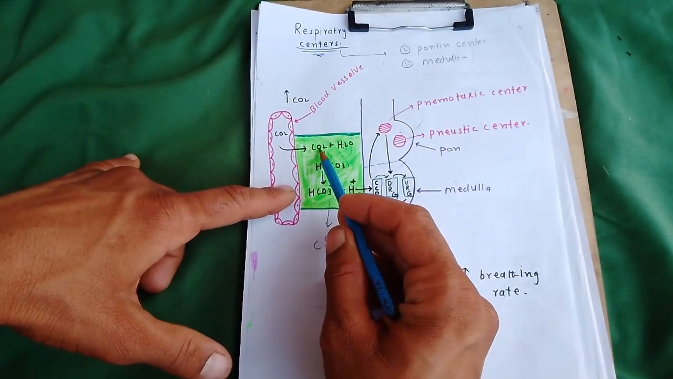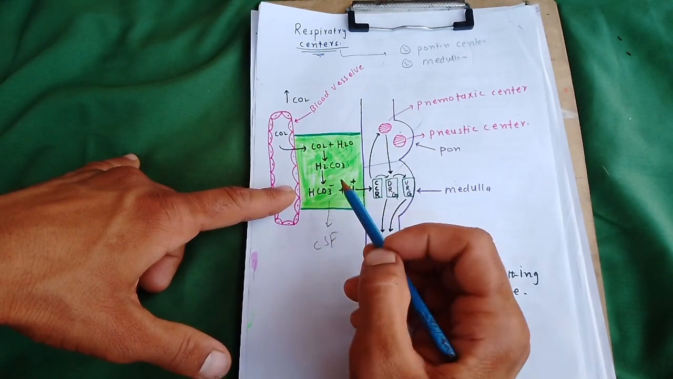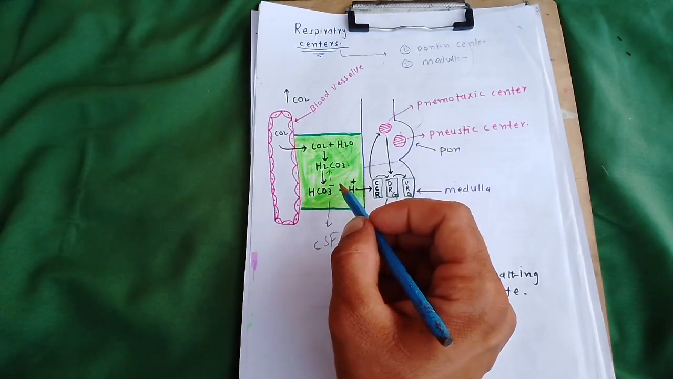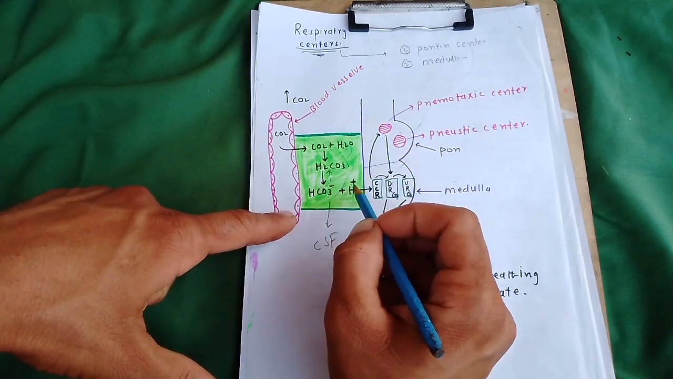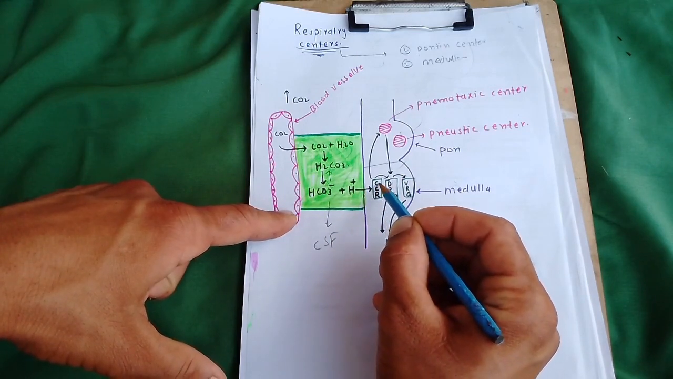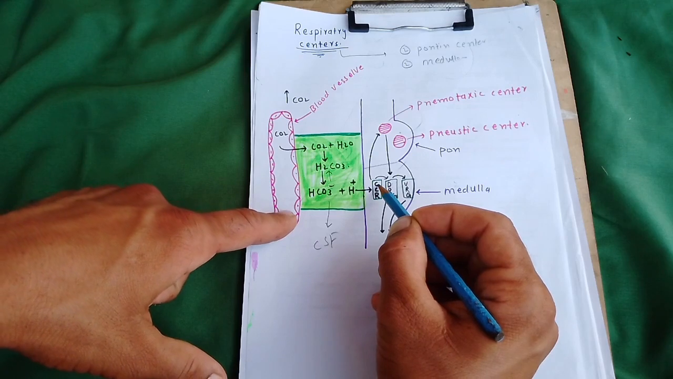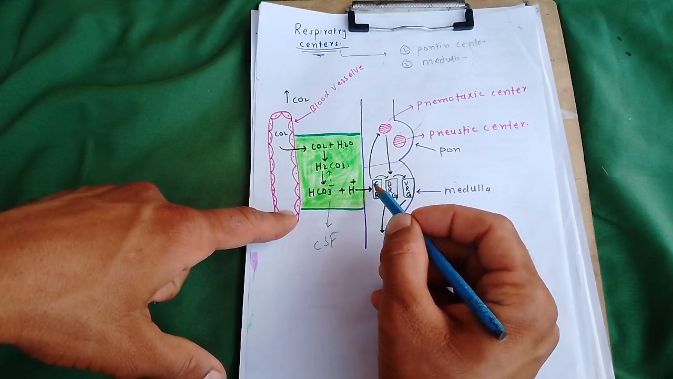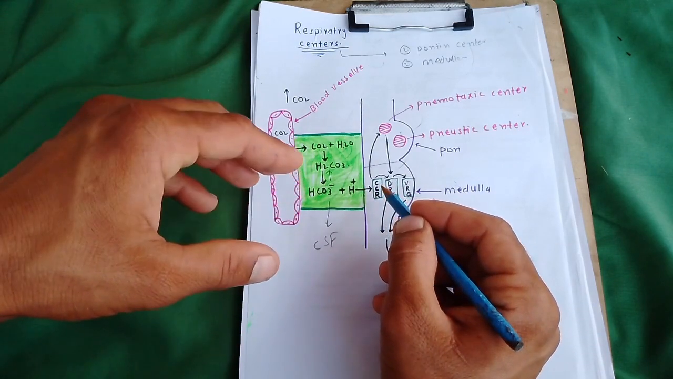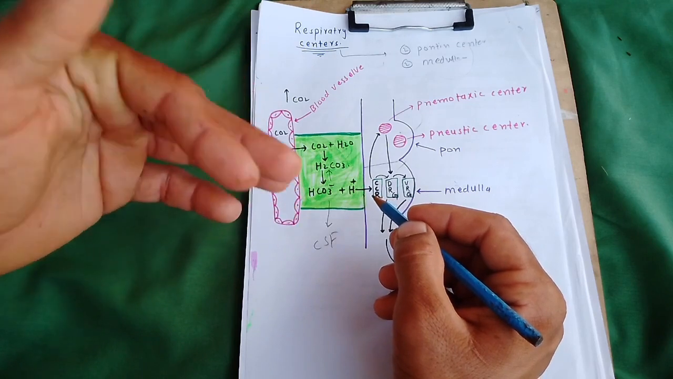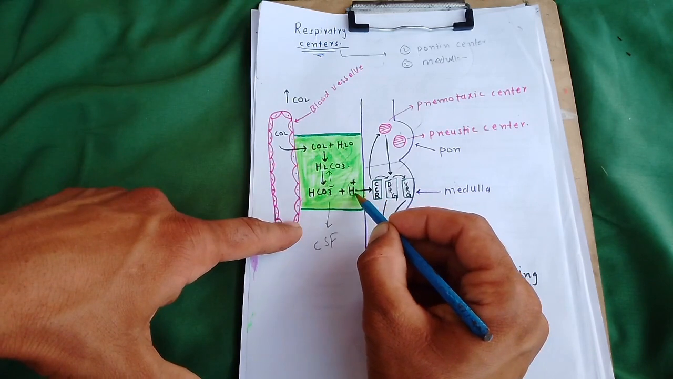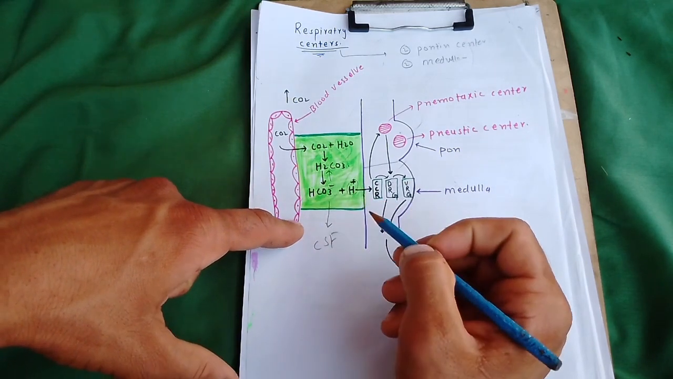The carbon dioxide reacts with water and makes H2CO3, and then H2CO3, an unstable molecule, breaks down into HCO3 negative and H positive. This H positive stimulates this center, the central chemoreceptor. This is the chemoreceptor. Some others are baroreceptors. So this positive hydrogen stimulates this area.